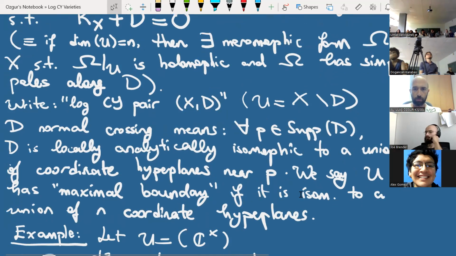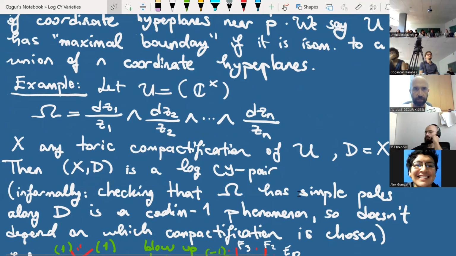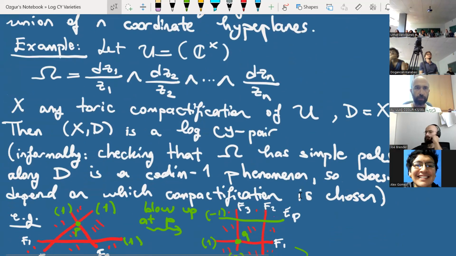Okay. So as an example of log CY varieties, again, let's look at toric varieties. Take, sorry, there should be some n on top here. I don't know if I can correct it right away, but it should be C star to the n. So take omega to be dz1 over z1 wedge dz2 over z2 wedge, so forth, dzn over zn. So by the way, this is d log z1 wedge d log z2, etc. I guess explaining the term log in the name.